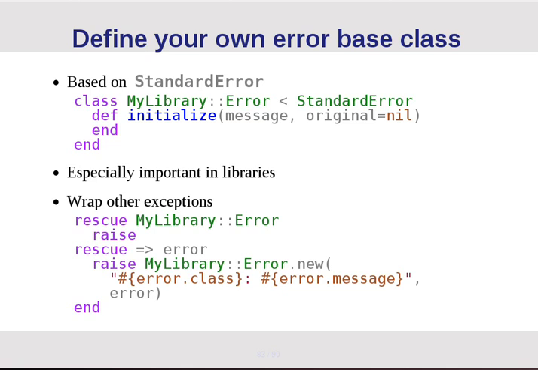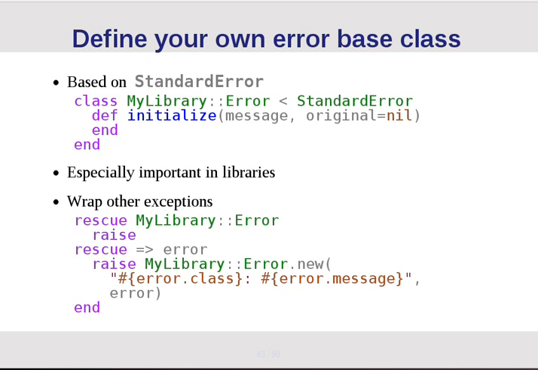It's a good idea to define your own error-based class, and all the errors that you raise can be errors that derive from that. This is a good place to put your exception nesting mechanism that we talked about earlier. It's particularly important in libraries.